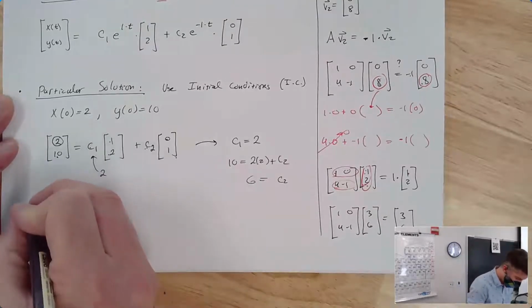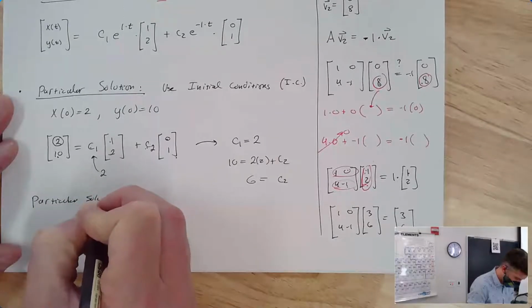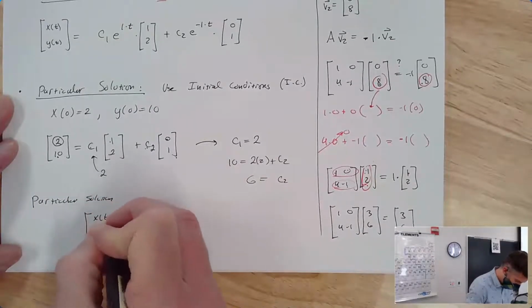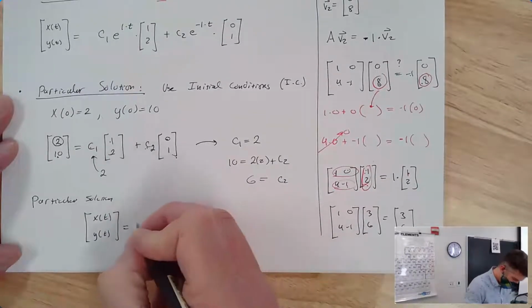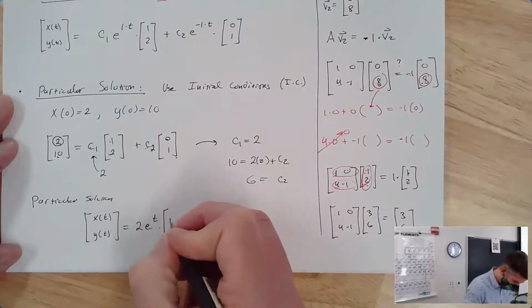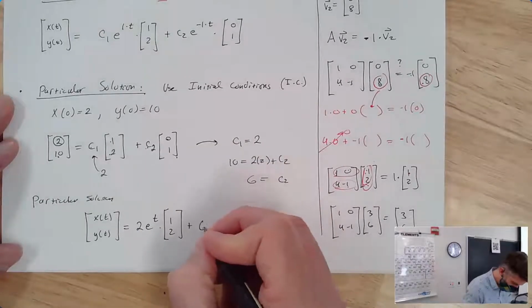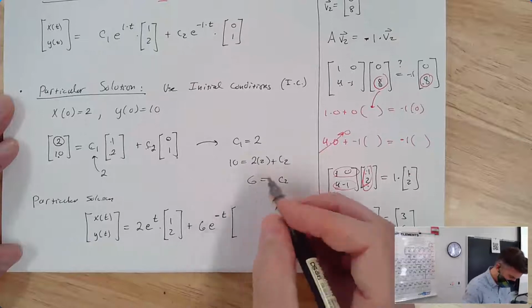Here's our particular solution. It is x of t, y of t equal to C1, which is 2, times e to the t times the vector 1, 2, plus C2, which is 6, e to the negative t times the vector 0, 1.